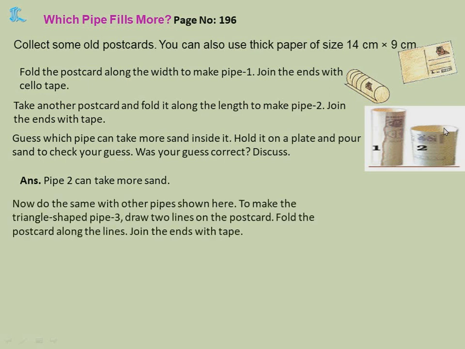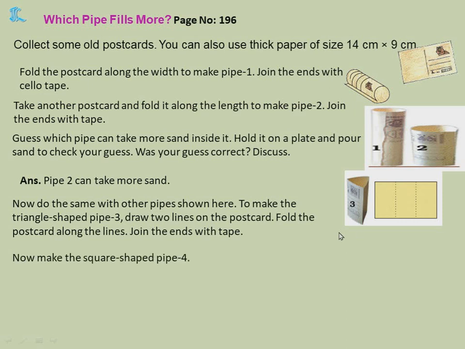Now do the same with the other pipes shown here. To make the triangle shaped pipe 3, draw 2 lines on the postcard. Fold the postcard along the lines. Join the ends. So take the postcard like this. Make 2 lines like this. Then you can make it in a triangle form like this. Now make the square shaped pipe 4. So for the square shape, what will you do? You will divide it exactly into 4 parts and then make it.